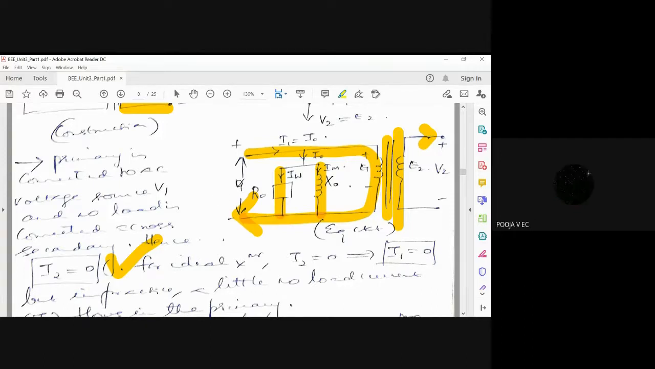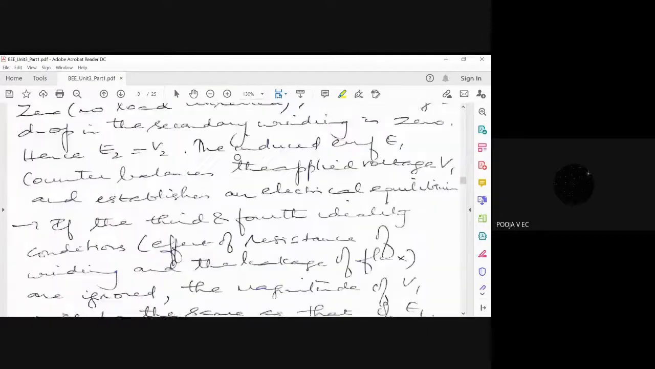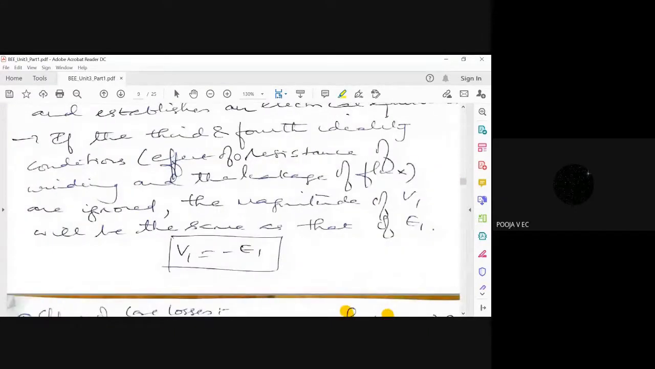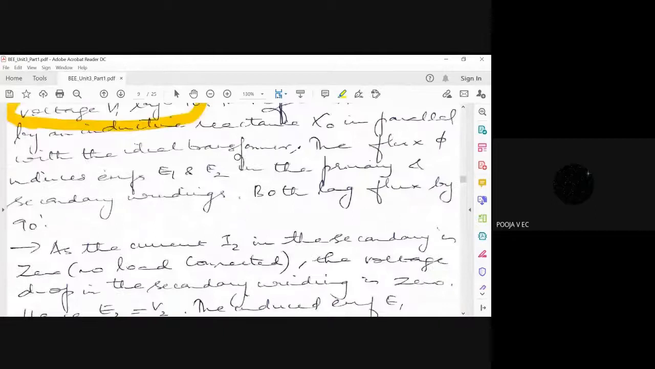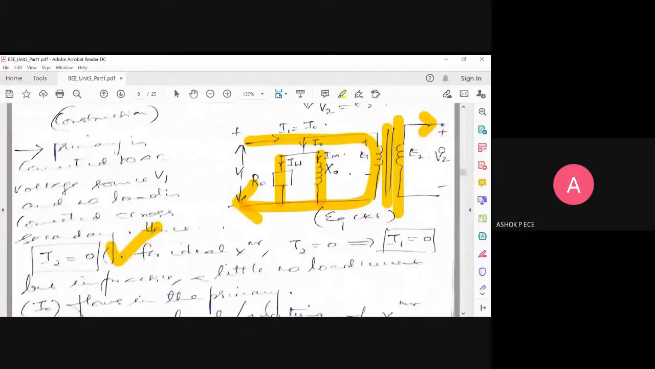Sir, a doubt, sir. Yes. If current is flowing through the primary and the secondary is open circuited, then at least a voltage will be produced in the secondary, no, sir? Yes, the induced voltage E2 will be there. Obviously, E2 and V2 will be there. Only I2 will be 0.